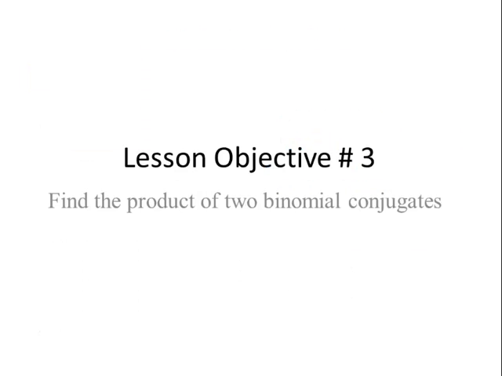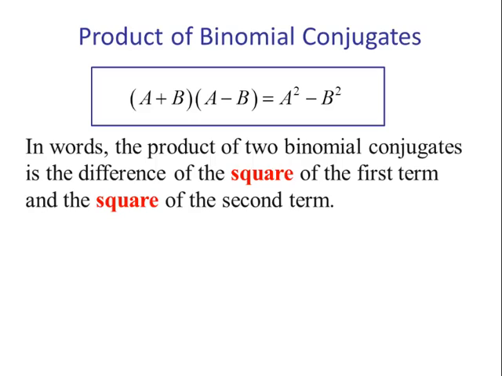Lesson objective: product of binomial conjugates. A conjugate simply means that if we have A plus B, the conjugate to A plus B is A minus B. The signs are different. Now when we take the product of two conjugates, we get this.